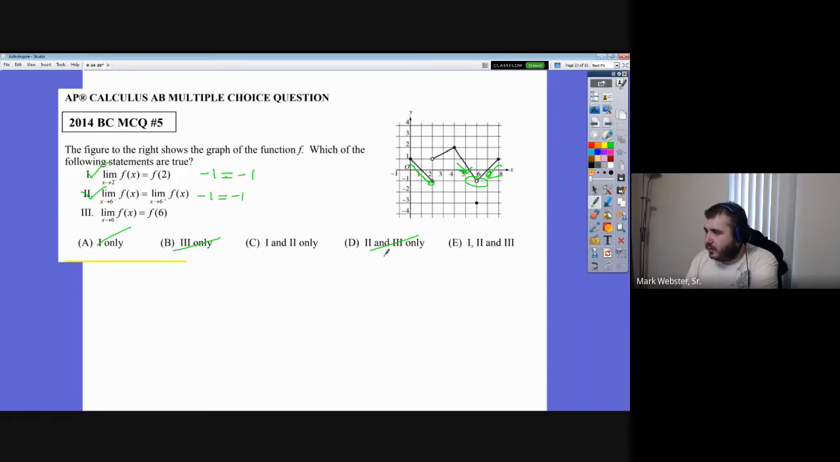So we're stuck with, is 3 right, or is it just 1 and 2? So let's look at this one now. Is the limit equal to the actual value? And hopefully you can see, hey, the limit, they're going to -1. The value is actually down here at -3. And that's not true. This is bad. So anyone that contains 3, we can get rid of. So the correct answer has to be C.